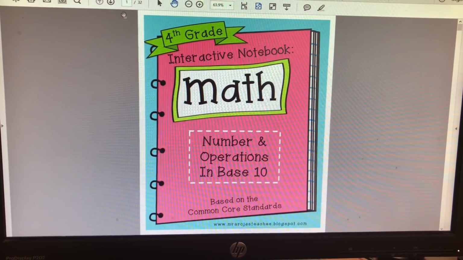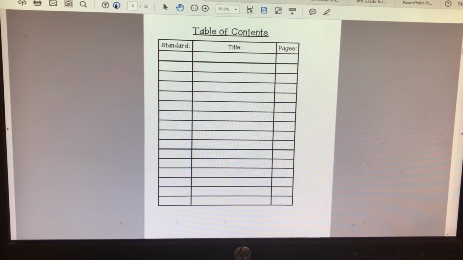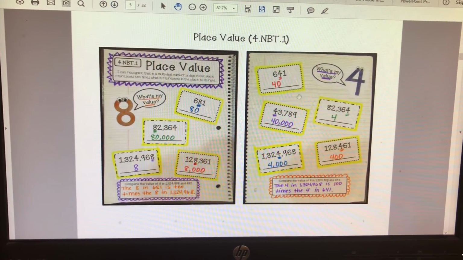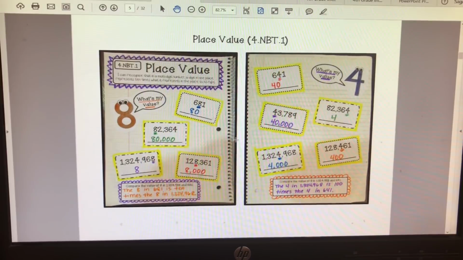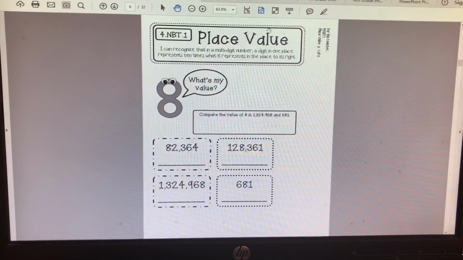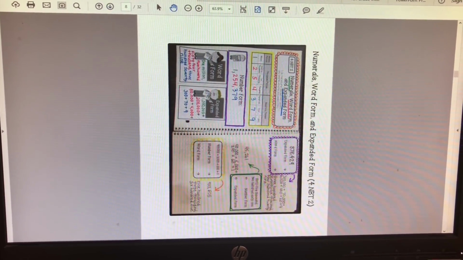So this is number and operations in base 10, and she does include some resources that you can use in your notebooks. And I love that she creates sample pages. So I really have used the spread, but I did it differently if you remember. And then she provides the actual page to copy and give to the kids. I also did this one.